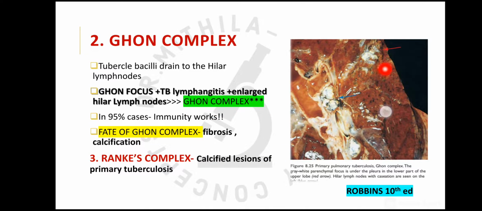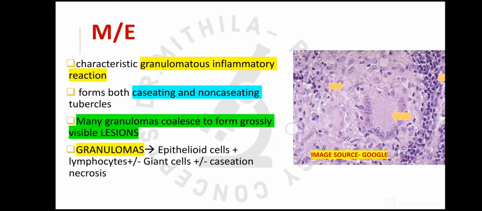And in majority of cases, the immunity of the patient is good. As I told you that primary TB occurs mostly in the immunocompetent individuals and children very commonly. So mostly the fibrosis and calcification will occur in these lesions, and it may become either latent or it may completely heal. So in case this Ghon complex gets calcified, then it is known as Ranke's complex. So you should remember these three lesions: Ghon focus, Ghon complex, and Ranke's complex. These are the gross lesions that can be seen in primary pulmonary tuberculosis.